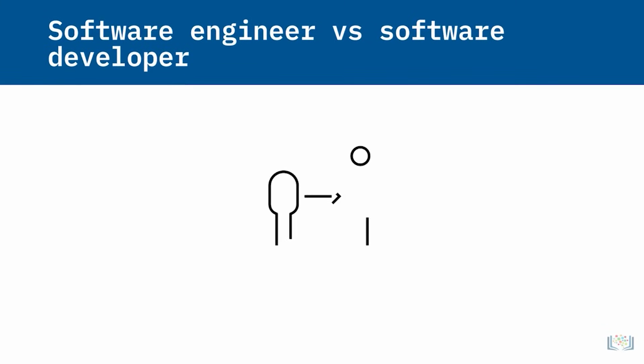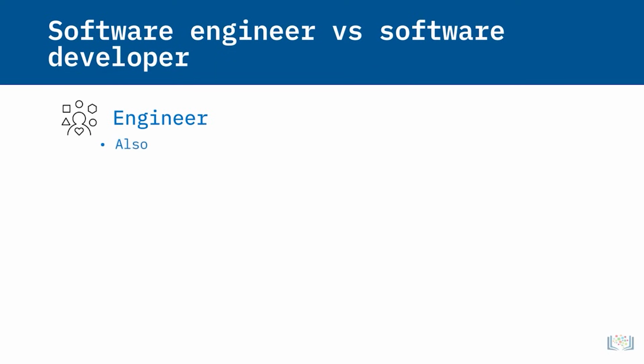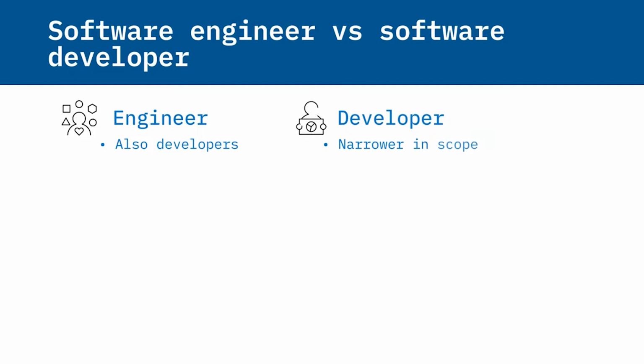Now, the term software engineer is often used interchangeably with software developer, but there are subtle differences. Software engineers are also developers, but the term software developer is usually deemed narrower in scope than that of a software engineer. A software engineer's knowledge is usually broader.